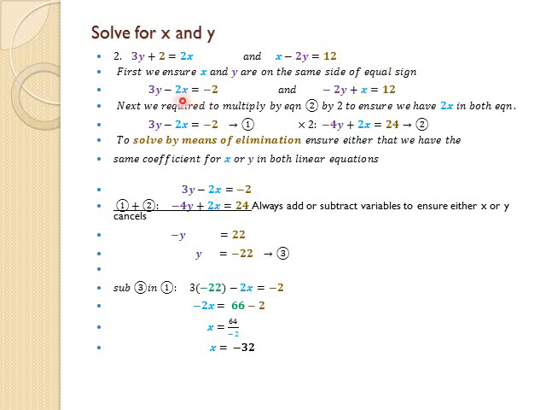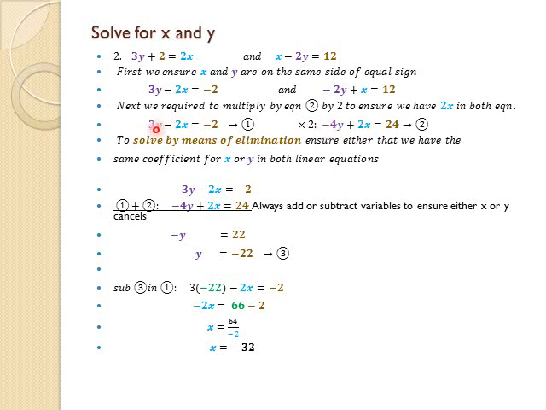Now you can see I have 3y and 2y, not the same value, and I have 2x and x, they're not the same value. So I have to multiply in such a way that either the y or the x becomes the same value. So next we're required to multiply equation 2 by 2 to ensure we have 2x in both equations. Minus 2y times 2 gives me minus 4y, x times 2 gives me 2x, and 12 times 2 gives me 24. So now I have plus 2x and minus 2x, the same coefficient.